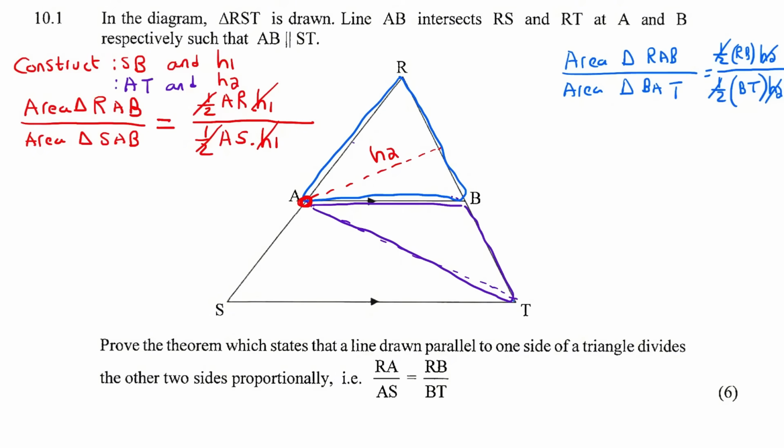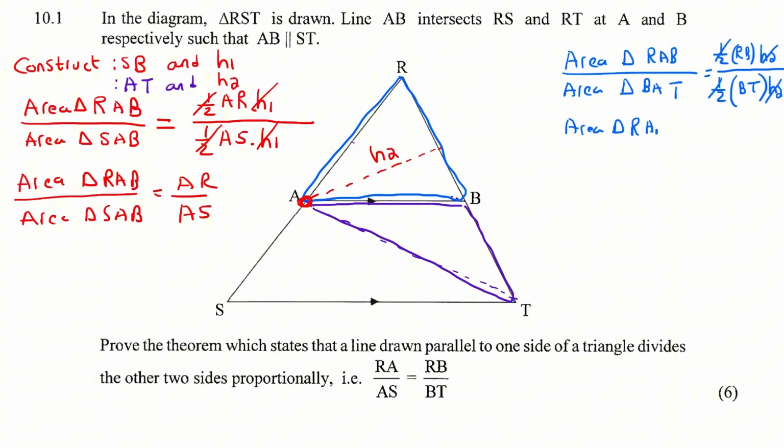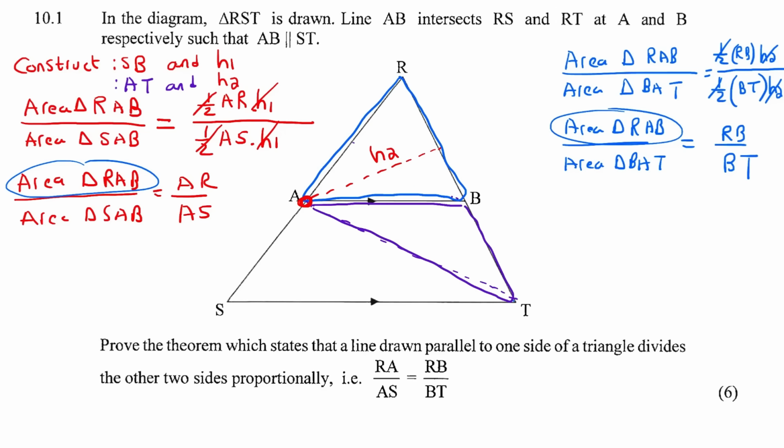So we're getting closer now. So I'm just going to neaten up over here. We've got area of triangle RAB over the area of triangle SAB, and we've now got that equal to AR over AS. And then for this one, we've got area of triangle RAB over area of triangle BAT, and that's equal to RB over BT. Now, the only thing that's common in both, I want you to get that alone for both expressions.